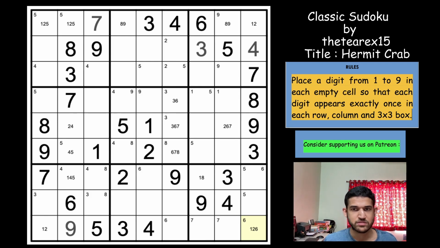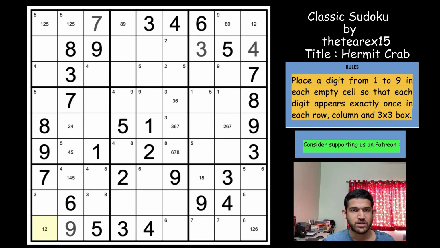Okay, the extreme corner cells of the grid are really interesting to me. I'm just seeing there is something there. Okay, this is really nice.